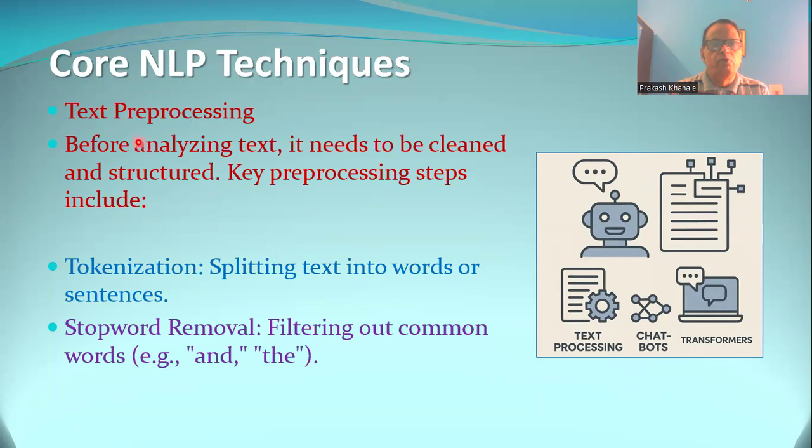Whenever we want to process text, there are certain NLP techniques available. Whenever we want to analyze any given text, it is necessary that the text should be clean and structured in a proper way. This is called pre-processing of the text. In pre-processing, what we do is tokenization. We split the text into words and sentences. And then we filter out some common words such as and, the, a. These are words that are frequently used by humans in natural language, and these words can be removed by using a certain filter.